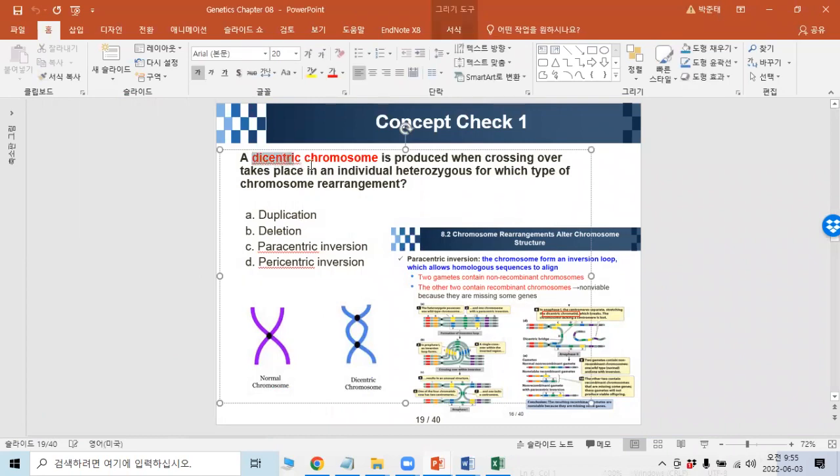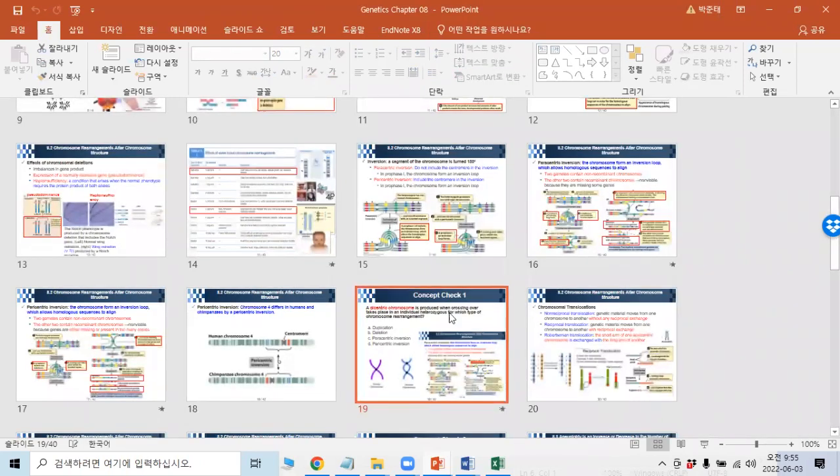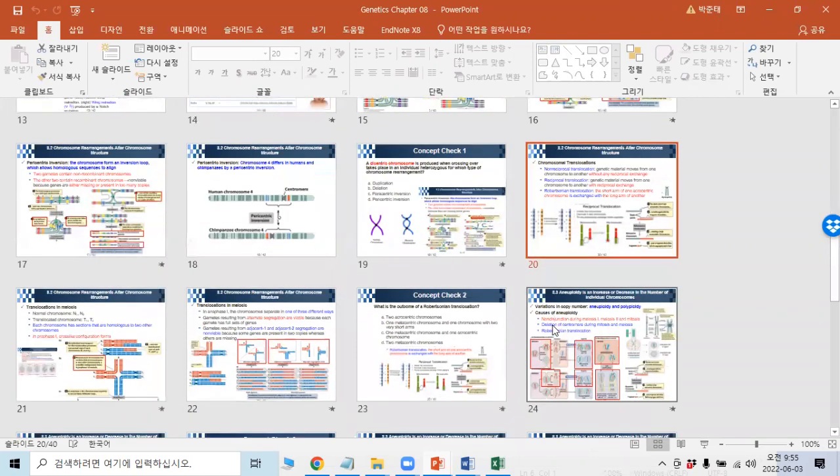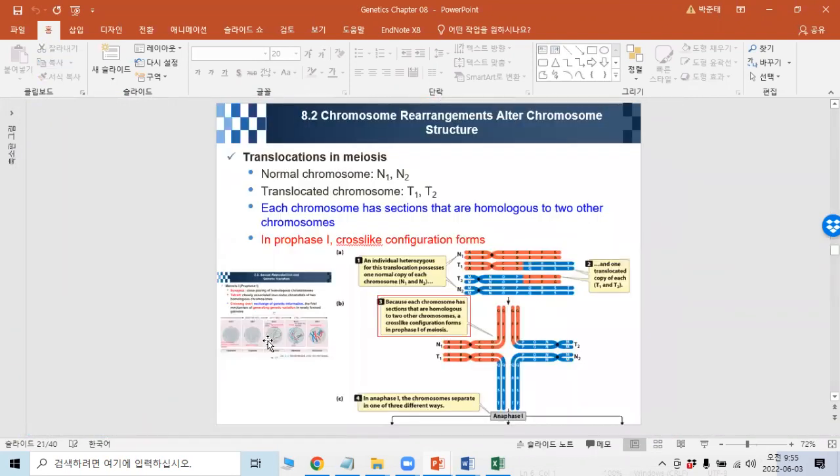A dicentric chromosome is produced when crossing over takes place in what kind of rearrangement? Dicentric is paracentric inversion, so they have two centromeres like this. We also cover chromosomal translocation, non-reciprocal and reciprocal, or Robertsonian translocation. This one is very important: translocation in meiosis. Important.